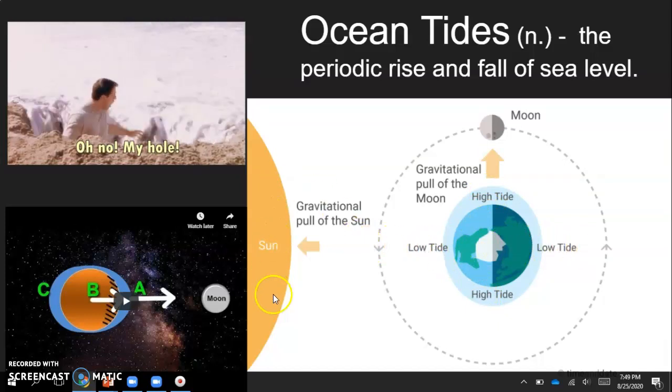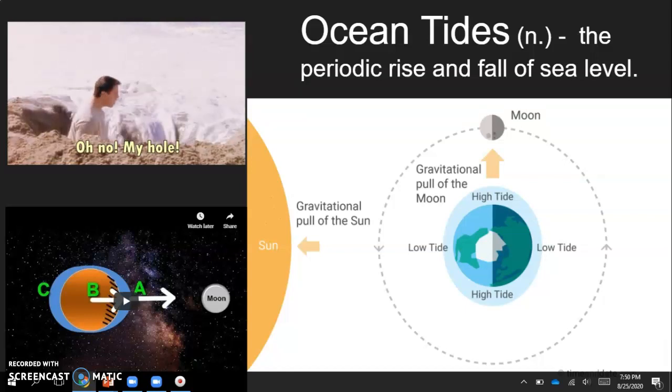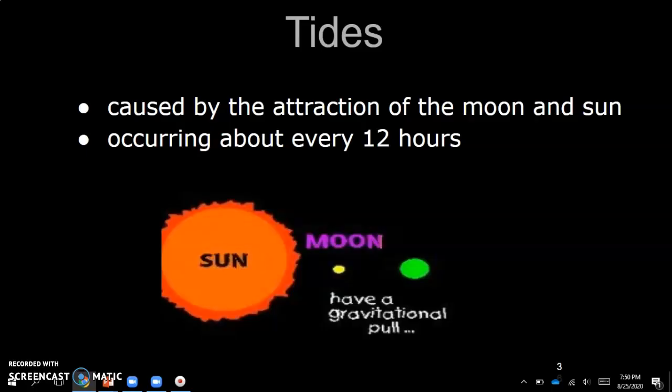Now, our sun also has a gravitational pull on our Earth, and it can affect our tides. So there's a sun tide and a moon tide. However, even though the sun is very large, it's a lot further away than our moon. So our moon is going to have more of a gravitational effect than our sun will. But depending on where the sun and the moon are in alignment during our rotation and our revolution, there will be some different effects on our tides.